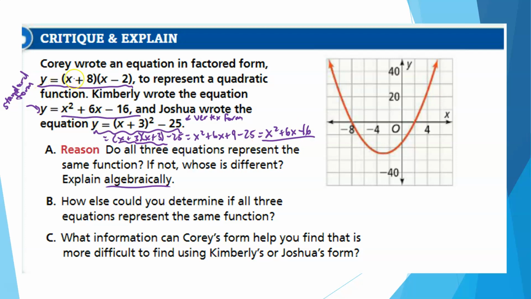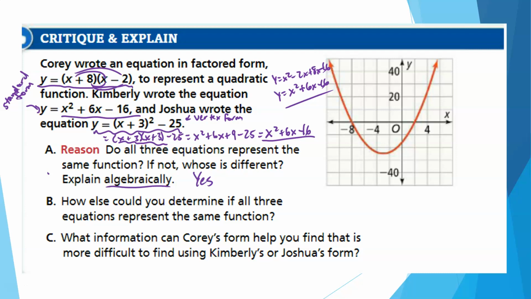We could do the same thing with the factored form. We would do our distribution, and I would get x squared minus 2x plus 8x minus 16, which we can see is also x squared plus 6x minus 16. So we can, in fact, say that yes, all three are the same, and you can see that above.